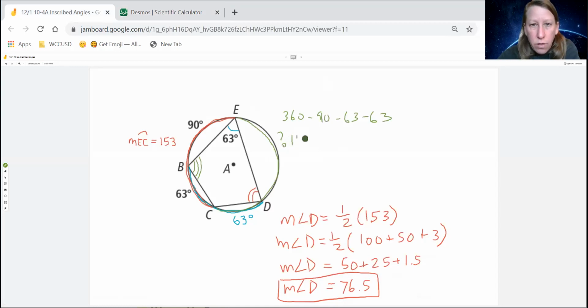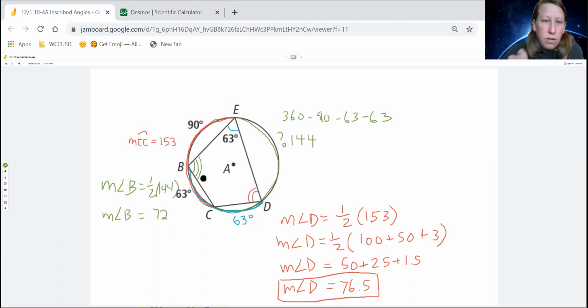Okay, so that's 144. And if I want the measure of angle B, I'm going to take half. So the measure of angle B is going to be half of 144, and that is 72, maybe. Half of 140 is 70, half of 4 is 2. Yes. All right, I'm solving everything. I found the measure of arc EC. I found the measure of angle B. I found the measure of angle D. What's left? We still have to find the measure of angle C.